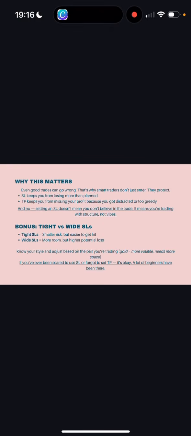For example, gold is more volatile and might need more space than other trades because it could literally do that thing I just showed you. You can also do that thing I just showed you towards the SL, not just TP. So you want to ensure that you just do what suits your style. Me, I will always prefer a tighter SL, right? That's just my personal preference. But you might be someone who prefers a wider SL.